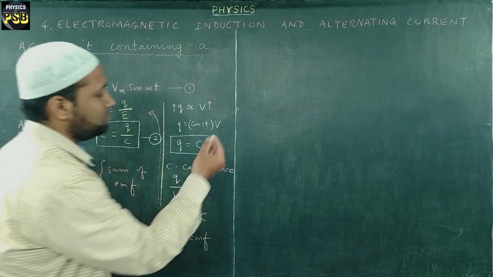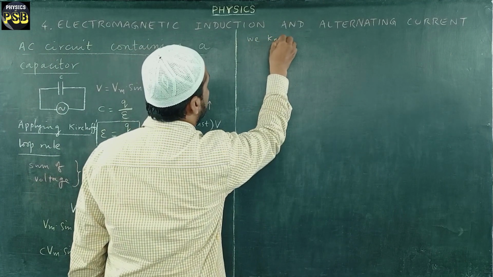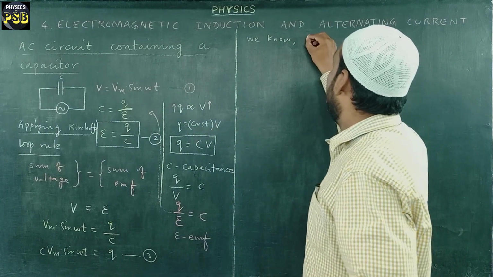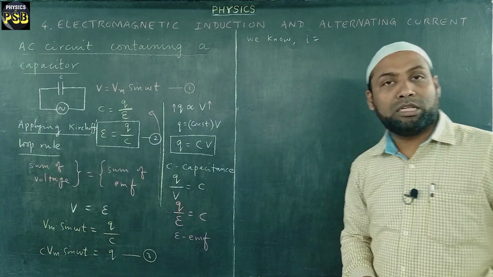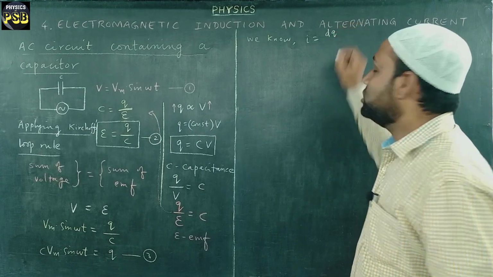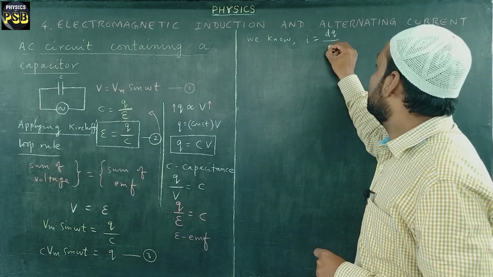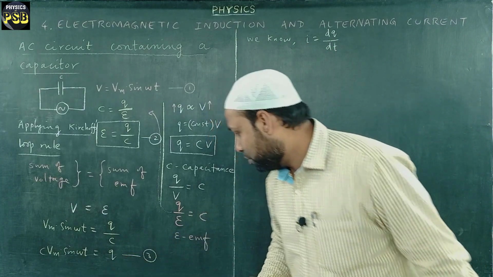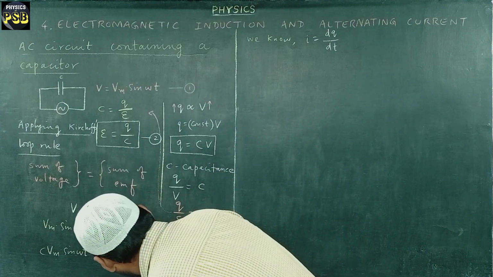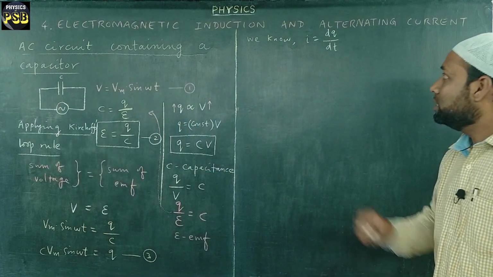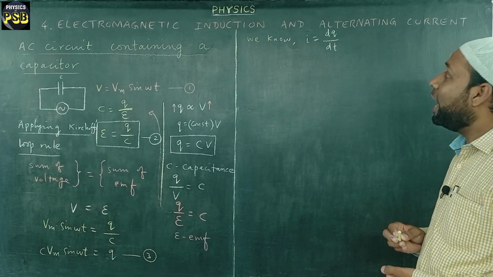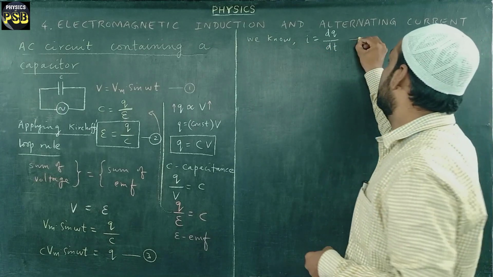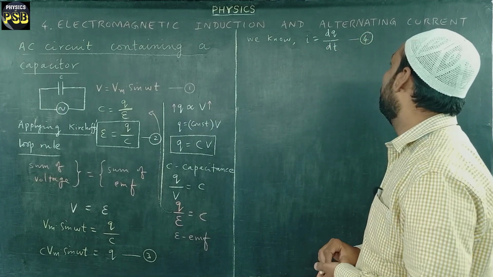Now we know that current I is nothing but the rate of flow of charges. How many charges flow through a conductor in a given time? Rate of flow of charges is nothing but current. Here we know the value of Q from equation number 3. Now, to find the value of I, substitute 3 in this equation. I take this as equation number 4.